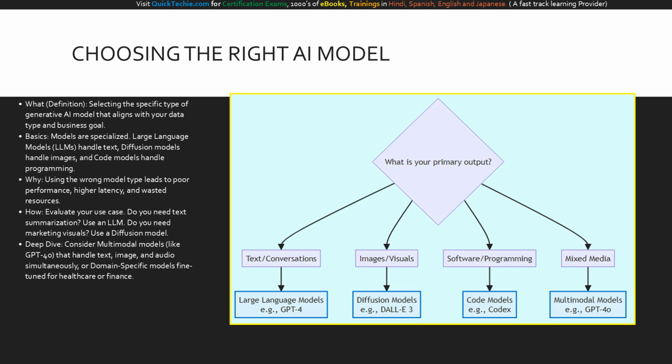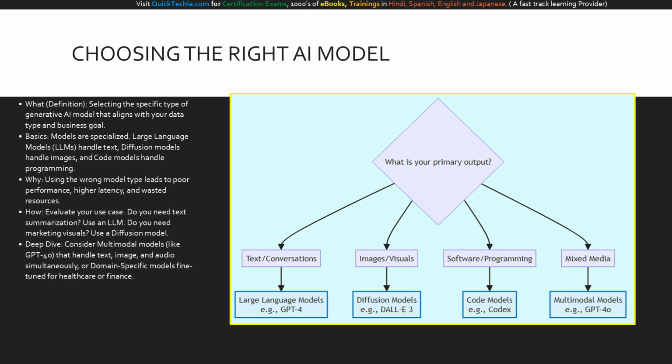How do you choose? Look at the output you need. If your marketing team needs ad copy, an LLM is perfect. If they need campaign visuals, you need a diffusion model. For our deep dive, we look at the cutting-edge multimodal models. These can process audio, text, and images all at once.